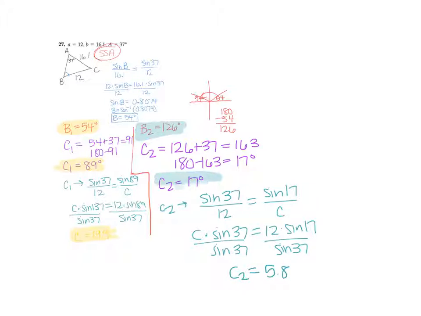Since this all works out, that tells me that this is actually a two triangle problem. So the fact that you get an answer here for c2 that actually works, that tells you that you have two triangles for this problem, and you have to solve for both triangles. All right, I hope that helps, and good luck on tonight's homework.